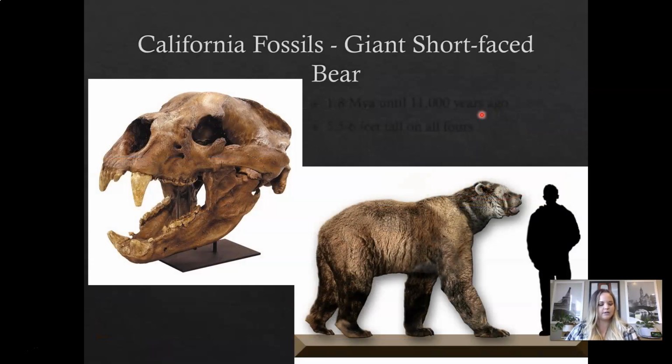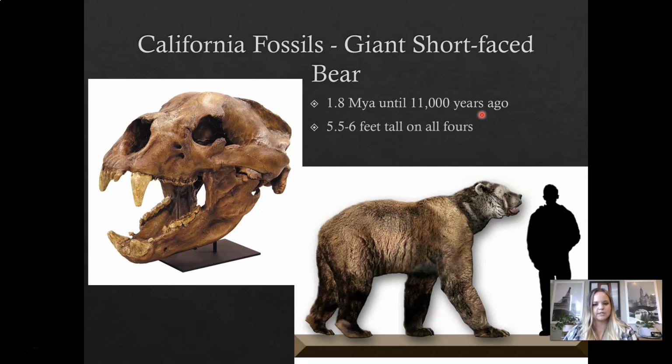Another one is the giant short-faced bear, and this is a relative to the grizzly, but it is much larger than the grizzly. The grizzly stands on all 4s at about 3.5 feet, but the giant short-faced bear was about 5.5 to 6 feet tall on all 4s. And it lived between 1.8 million years ago to 11,000 years ago.